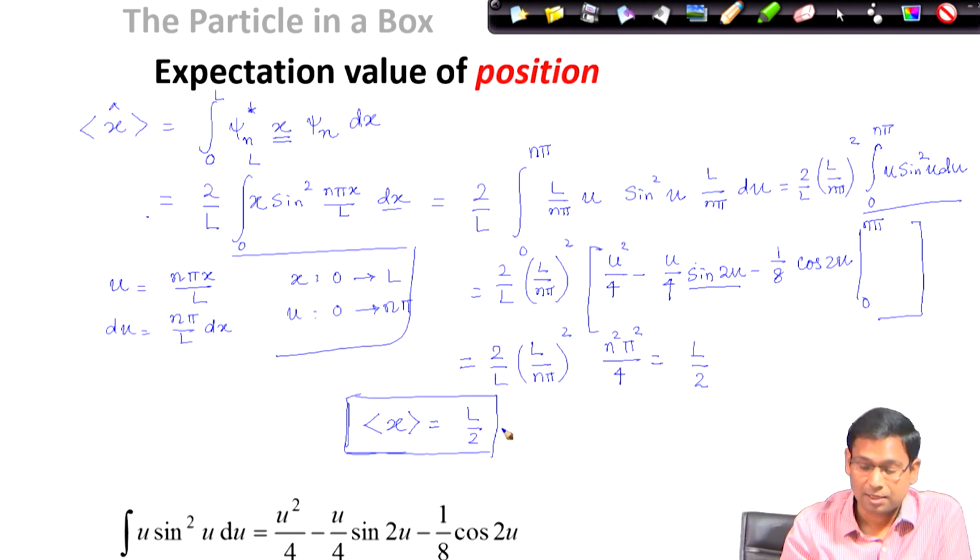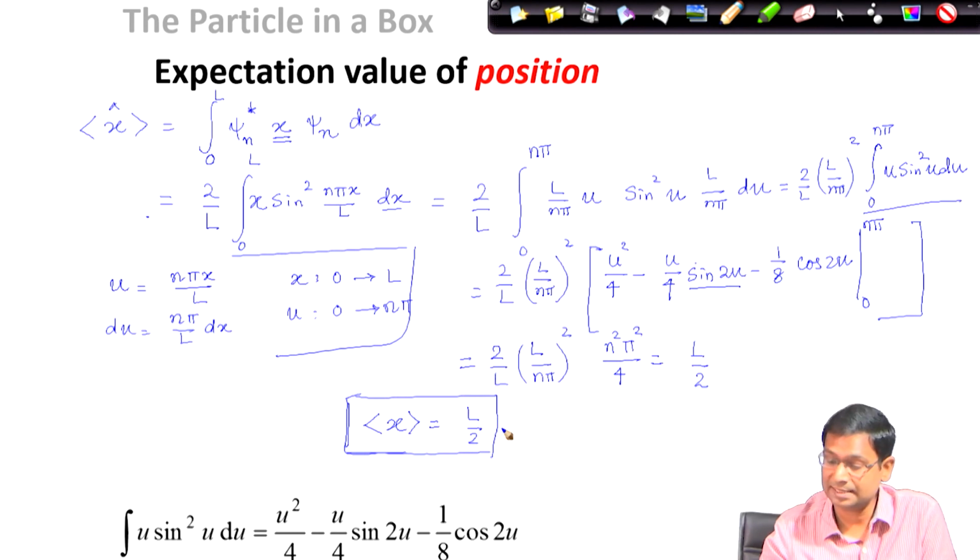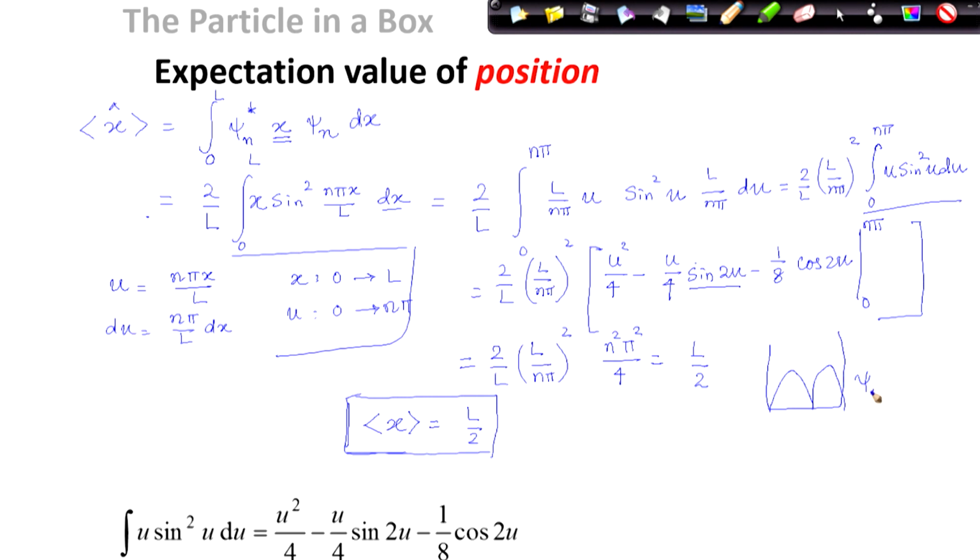There is a paradox here. If you remember your probability density plot, for n equals 2, this is psi 2 star psi 2, at L by 2 your probability density was 0. So, this is a paradox, because what I am saying is that the average value of the position operator is going to be L by 2, whereas the probability density at the middle of the box was 0. So, how do I resolve this issue?